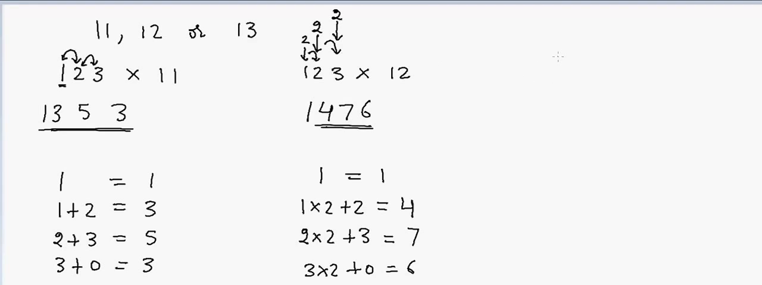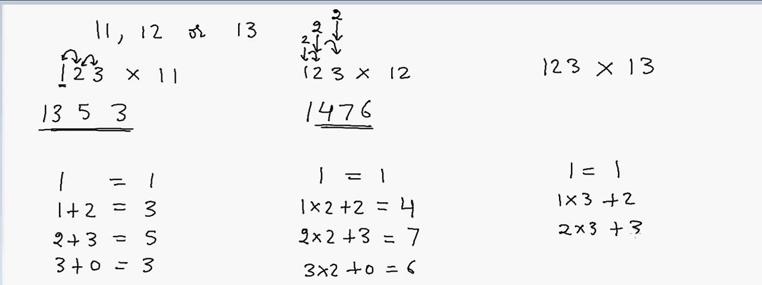So let's go to another example and multiply by 13. If I have 1 2 3 and I want to multiply by 13, in this case I'll do the same way. First digit will be equal to first digit, the second will be 1 into 3 plus 2, and third will be equal to 2 into 3 plus 3, and then we have 3 into 3 plus 0. So if you look here, I multiplied all the numbers by 3. Here I multiplied all the numbers by 2, and here I did not do any multiplication because it was 1.